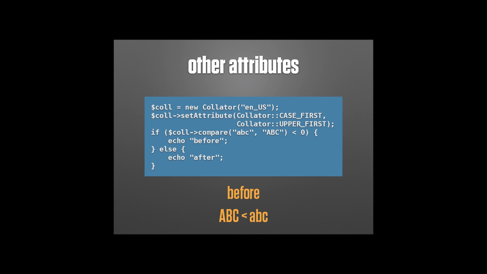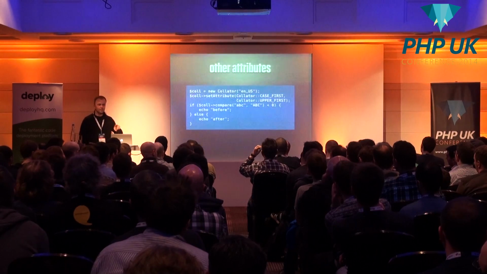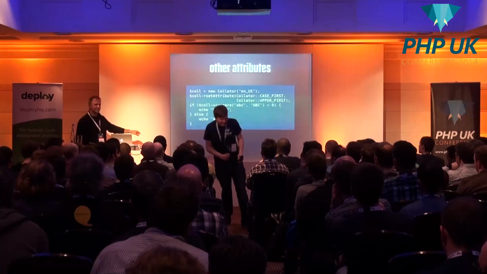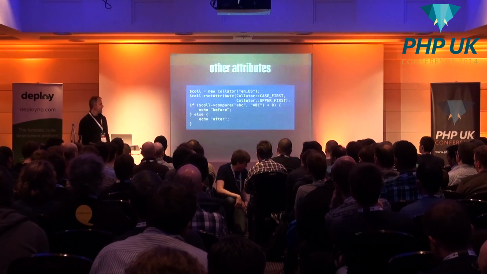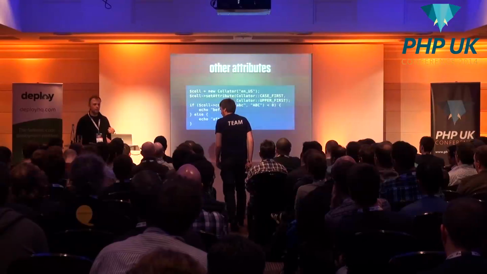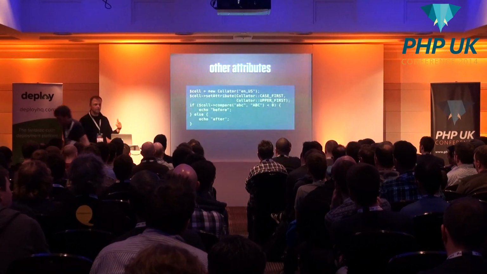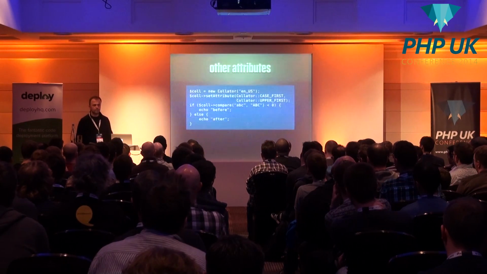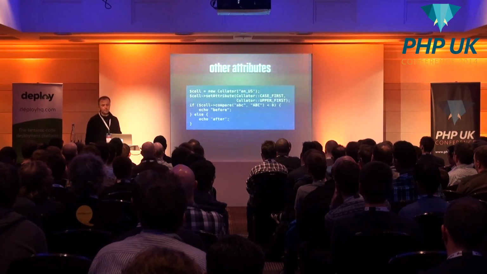The next thing is numeric collation, which is very useful if you, yes? What does case first mean? Can you repeat that? Case first is the name of the attribute. So it says which case should come first, and the value is upper first. So it says upper characters should be first. It's not the best naming, but.